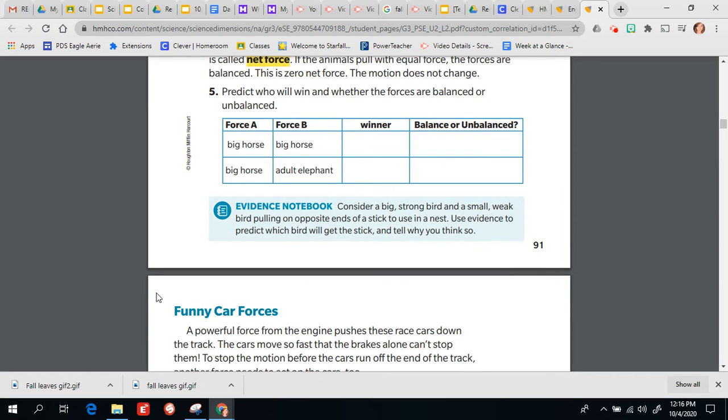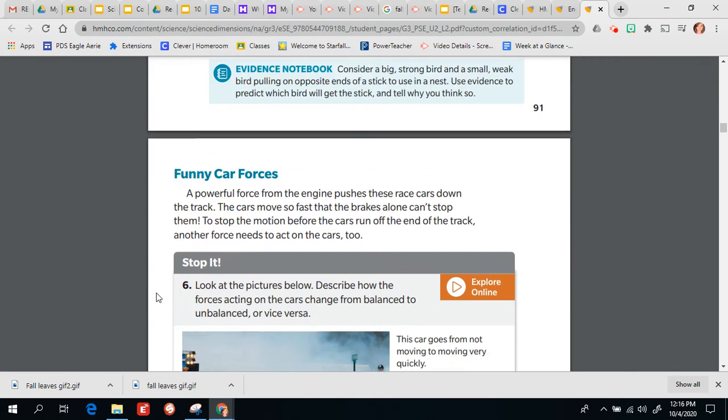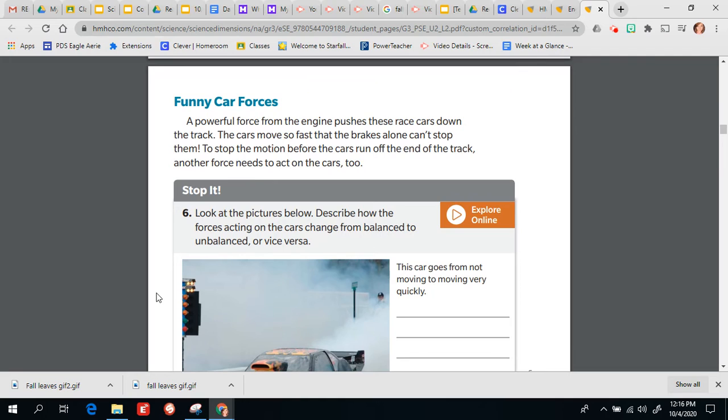In your evidence notebook, consider a big, strong bird and a small, weak bird pulling opposite ends of a stick to use in a nest. Use evidence to predict which bird will get the stick and tell why you think so. When you're ready, turn to page 92.